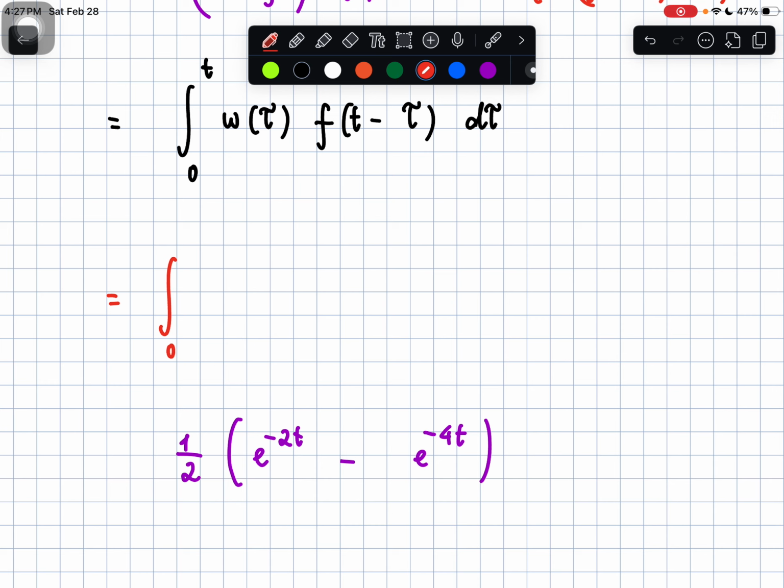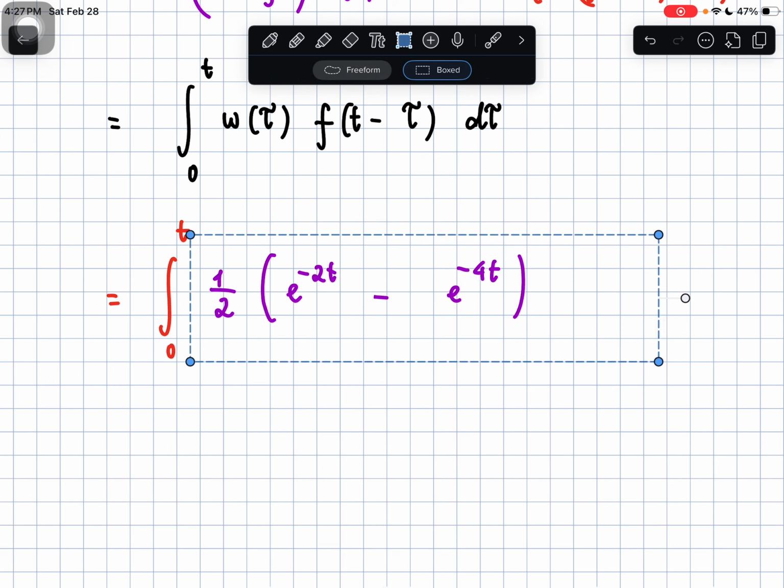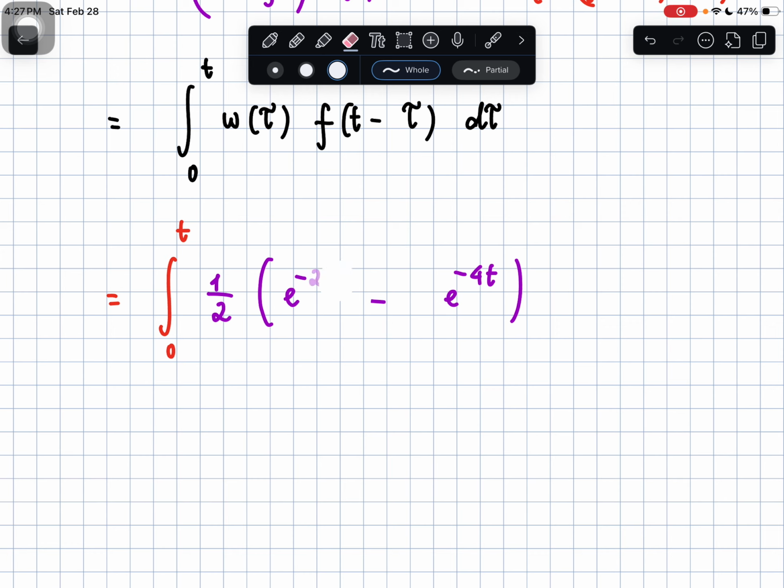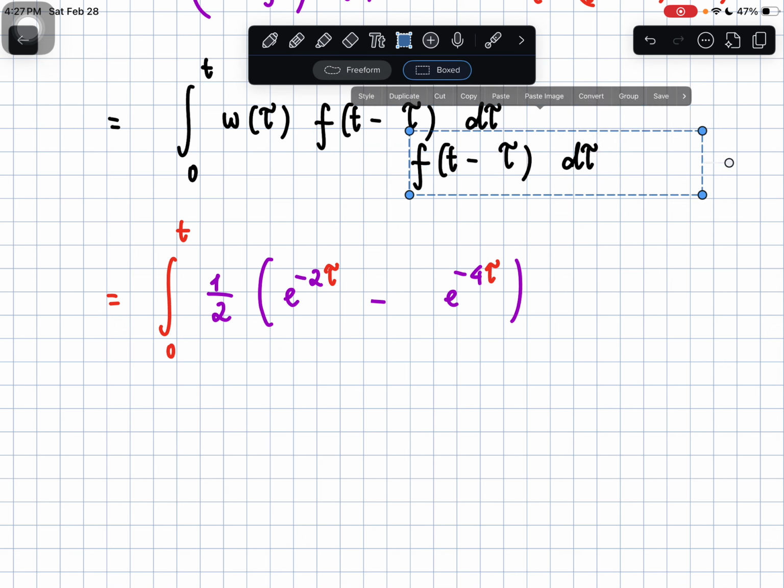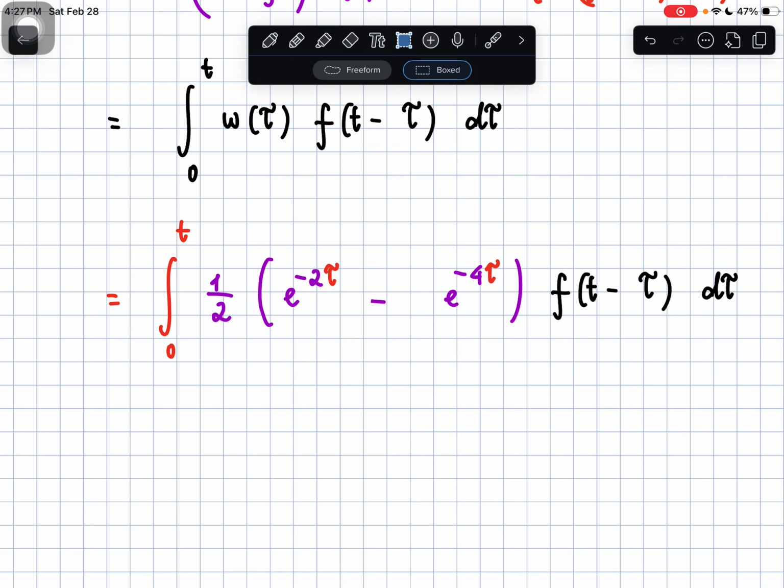The integral from 0 to t of omega(tau), which is one half of e to the minus 2 tau minus e to the minus 4 tau, times f(t minus tau) d tau. So this is the answer. You can also group e to the minus 2 tau outside if you want. For example, 1/2 integral from 0 to t of e to the minus 2 tau times (1 minus e to the minus 2 tau) f(t minus tau) d tau.